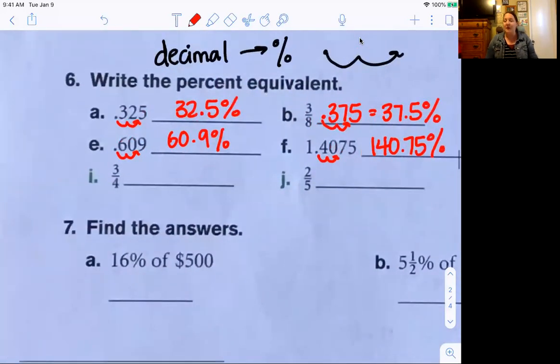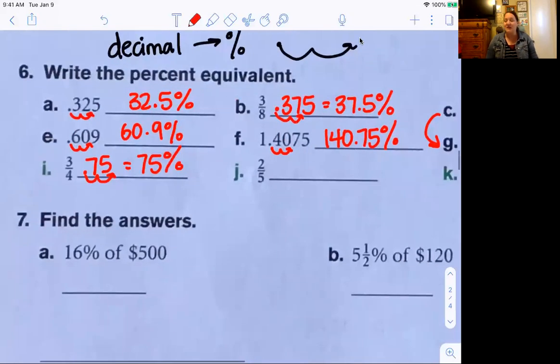Letter I, 3/4. What's our decimal for 3/4? 0.75. Move our decimal twice. We get 75%. Okay, how about J, 2/5? What's your decimal for 2/5? 0.4. We're going to move our decimal twice. 1, 2. Uh-oh, I have a blank space. What do I do with that? Annex a 0. So we get 40%.